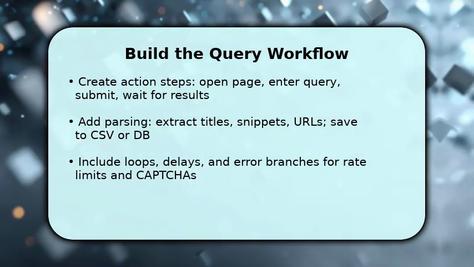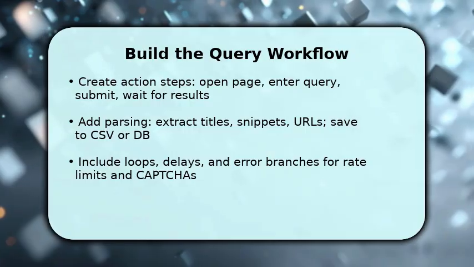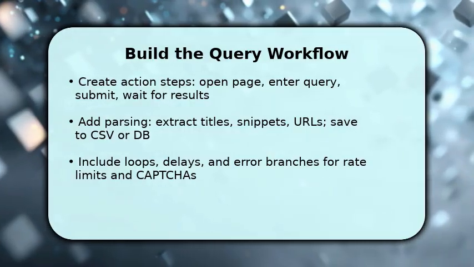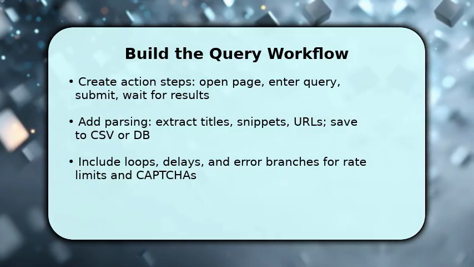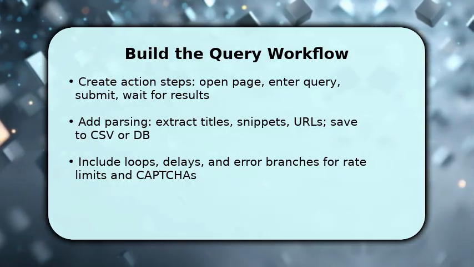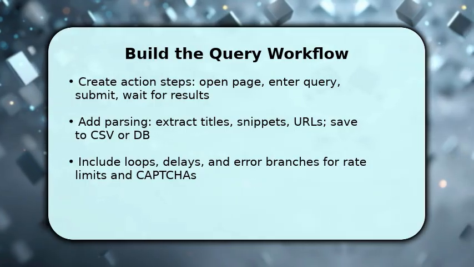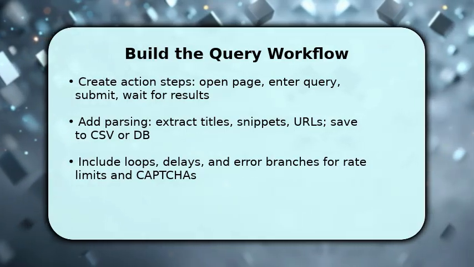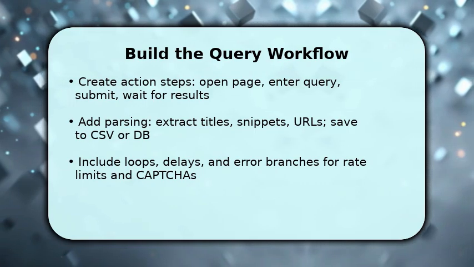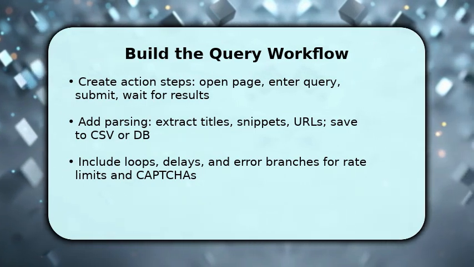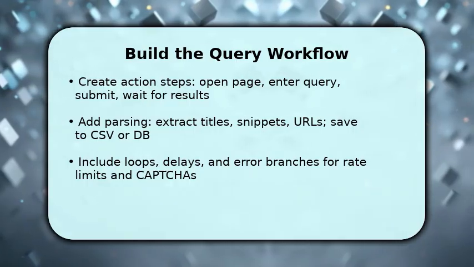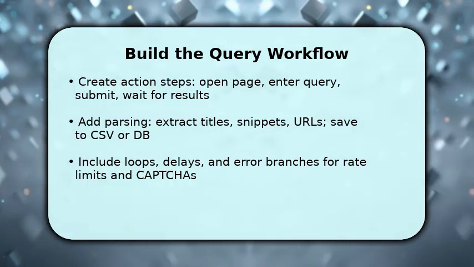Then insert parsing logic to extract titles, snippets, and URLs and route that output into a CSV, spreadsheet, or database so results are reusable. Once parsed, include loops and controlled delays to respect rate limits. Also add conditional branches for errors. If a CAPTCHA or timeout appears, pause, retry, or log the event so you maintain reliability.